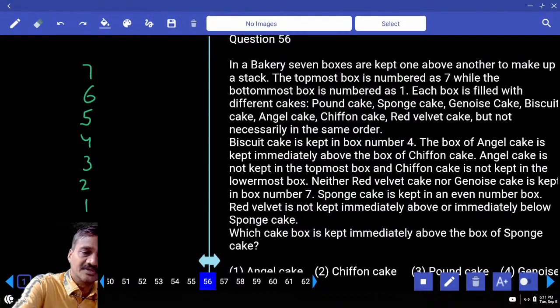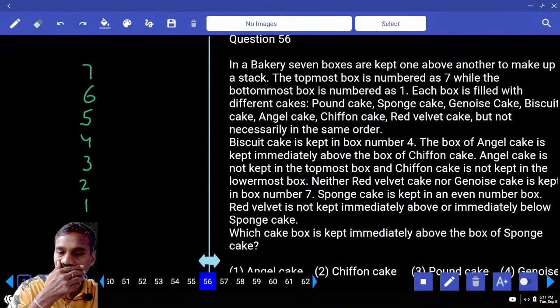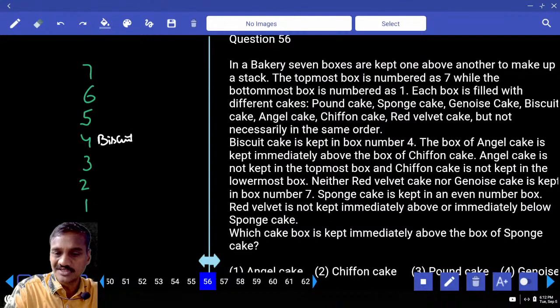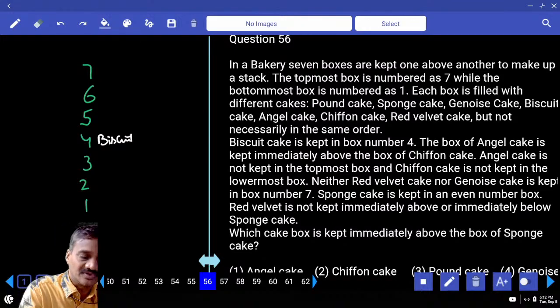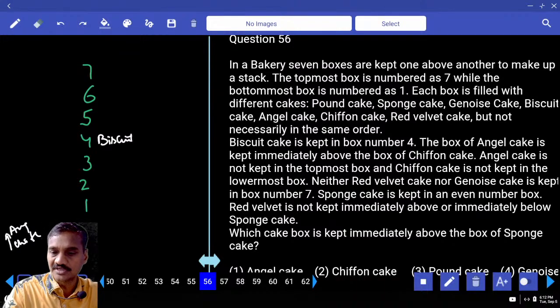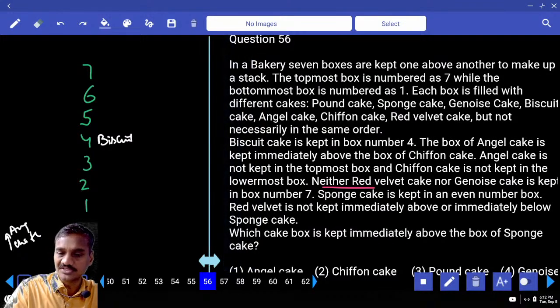Now in this order, the biscuit cake is at the 4th box, and angel is kept immediately above chiffon. Now angel is immediately above this chiffon, isn't it? And angel is not kept at the top and chiffon is not at the bottom. Neither red velvet nor Genesis is kept in 7. And sponge is kept at an even number box.